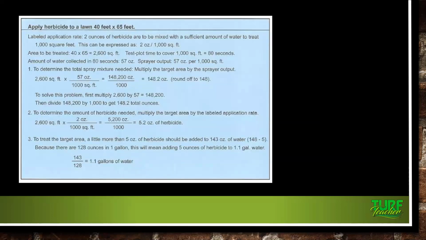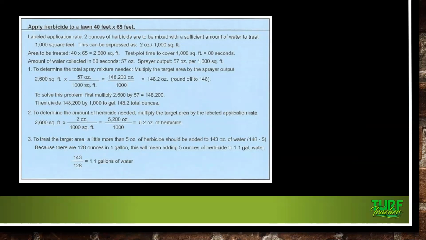And we have a sample problem here. We've read our labels. We know we're getting ready to spray some herbicides to a lawn that's 40 feet by 65 feet. And we've read the label. It says our application rate is 2 ounces of herbicide to be mixed with a sufficient amount of water to treat 1,000 square feet. This can be expressed as 2 ounces per 1,000. The area to be treated is 2,600 feet, the 40 by 65.